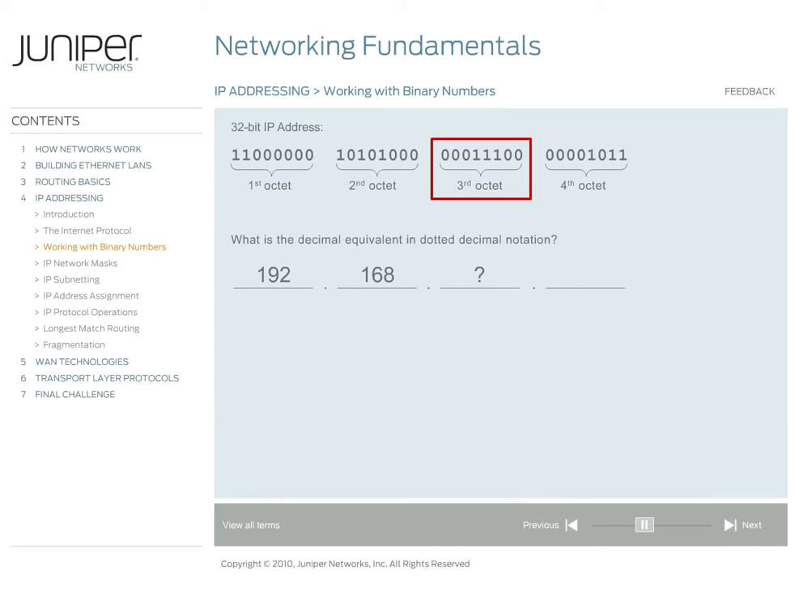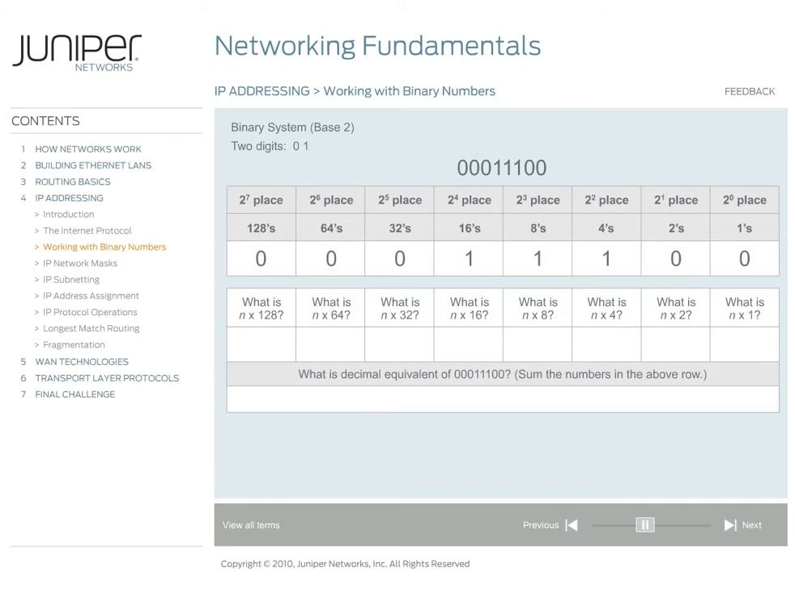Now it's your turn. You need to determine the decimal equivalent of the third octet. Calculate the decimal equivalent of the binary number on screen and type it into the table. When you are finished, click Check Answer.